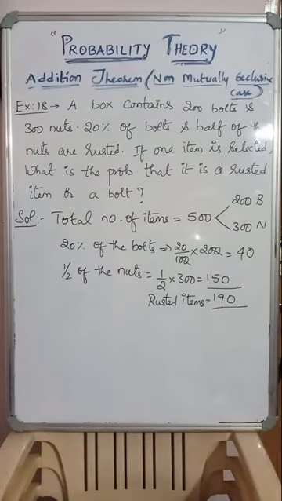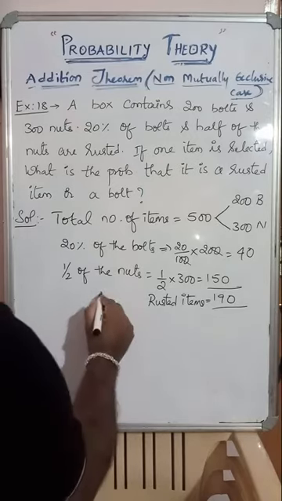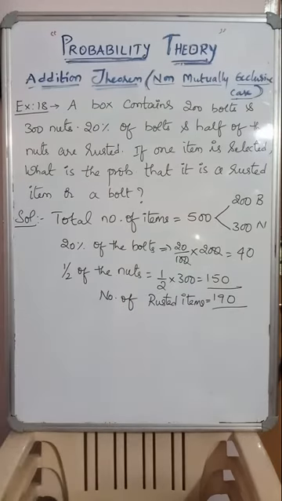Therefore total number of rusted items are 190. Are you clear, guys? Number of rusted items. So number of rusted items are 190. Next, what is to be calculated? One item is randomly selected. What is the probability that it is a rusted item or a bolt? See, out of 500, which will be the exhaustive cases, total number of items 500. Out of 500, how many are rusted items? 190 are rusted. Therefore non-rusted items were 310. Clear? Now the question asked, what is the probability that it is a rusted item?